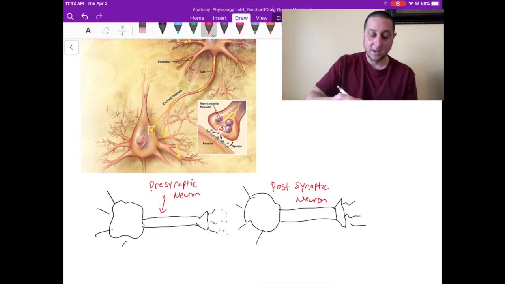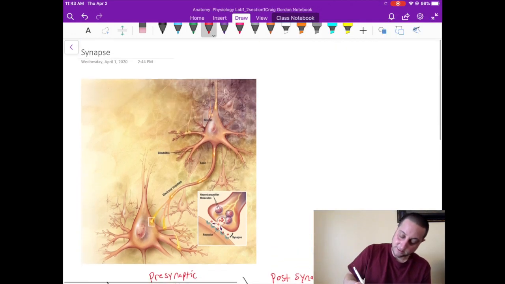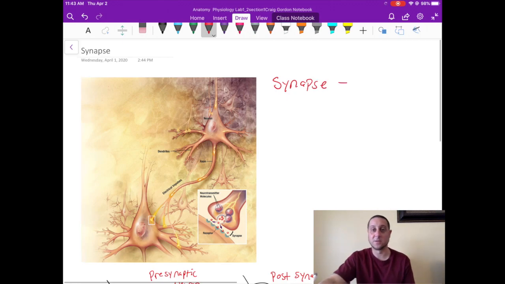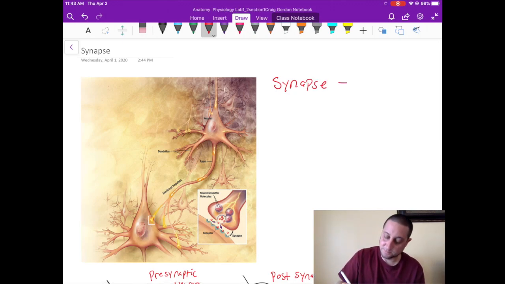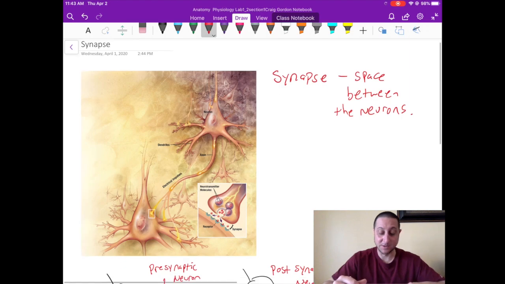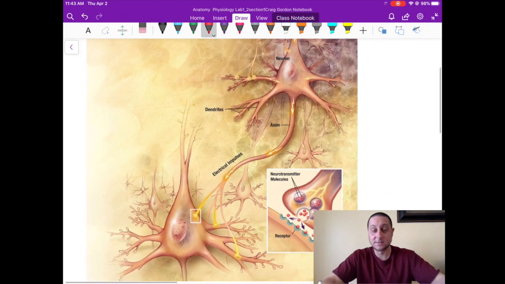All right, so the synapse, what is it? Synapse. You should remember from living environment or AP Bio, this is just the space between the neurons. Right? So they're typically not connected to one another. However, that is not always the case, as in my picture that I have here, which is a great picture. Sometimes neurons can be connected.